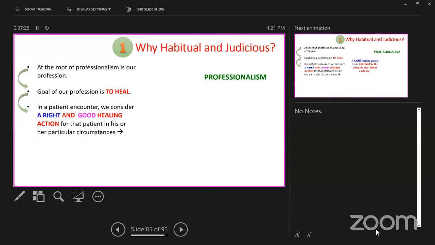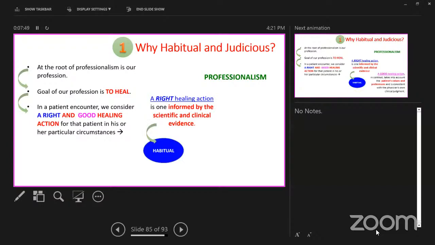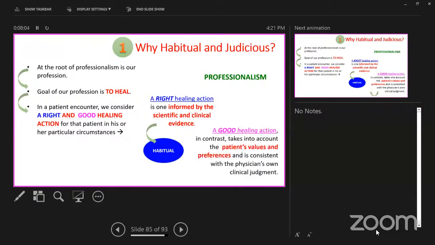Two actions: right action and good healing action. Right healing action is one informed by the scientific and clinical evidence. And I'm very sure that you are competent to take the right healing action informed by the scientific and clinical evidence, because you are just out of the medical faculty. So it's habitual. Every time you get a TB patient, you can practice what you learned, and you can do the right healing action habitually. You can apply that knowledge. But good healing action is a little different.